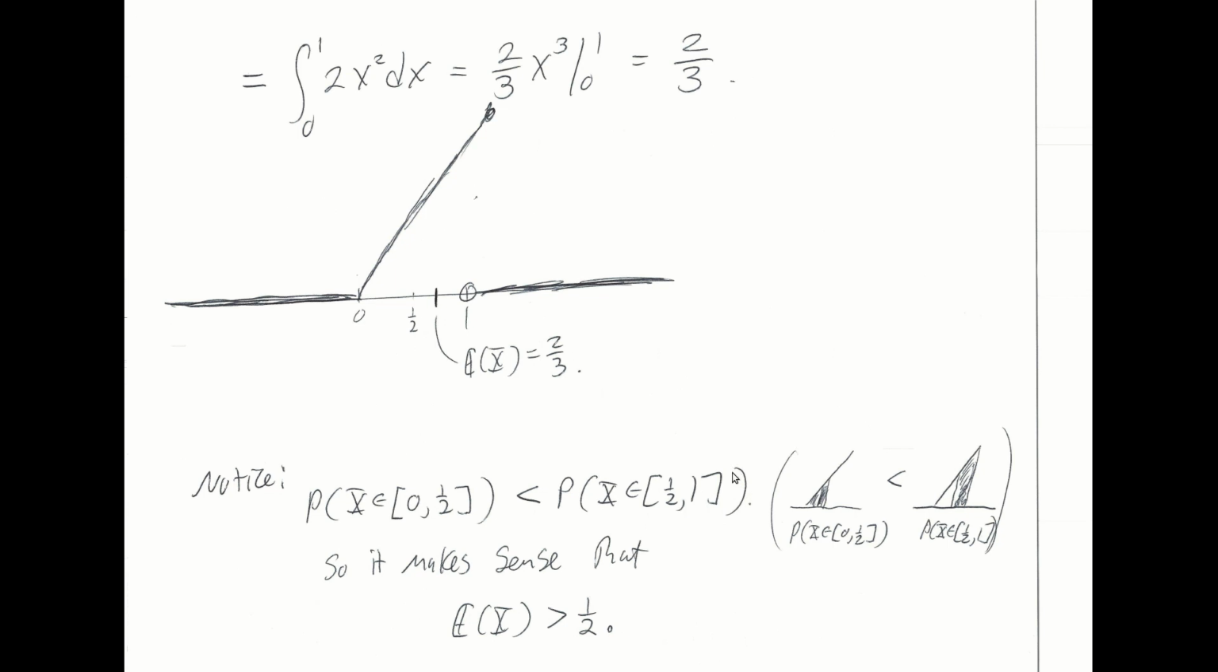And that helps to convince us that the expected value of this random variable should be on the right half of the interval. Not necessarily seeing the 2/3 value explicitly unless we actually calculate it like we did. But you could look at this density function and believe that the expected value should be on the right half here.